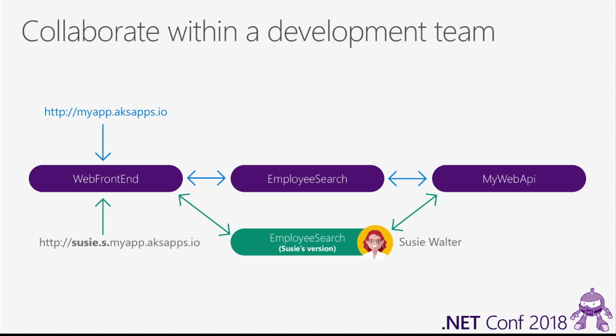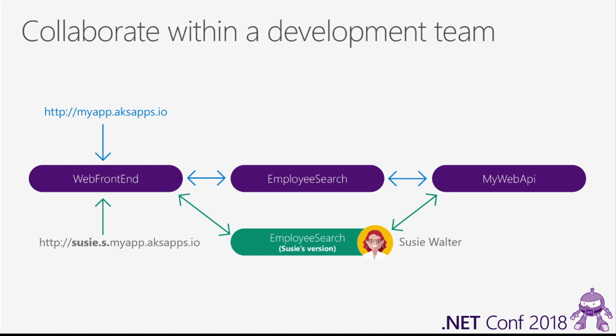Now, if Web Front End calls out to employee search, DevSpaces goes through that same process. It sees that Susie header attached to that request, and it looks to see if there is a version of employee search running in Susie's space. In this case, there's that copy that Susie is working on, so it will automatically redirect that request to Susie's version of employee search. This is a second endpoint, so if Susie's version is completely broken, or if she's live debugging it, so the service is not responding at that particular moment, all of Susie's teammates can still access the team's version of that service at the normal My App URL. What Susie's doing in her space does not affect them at all.